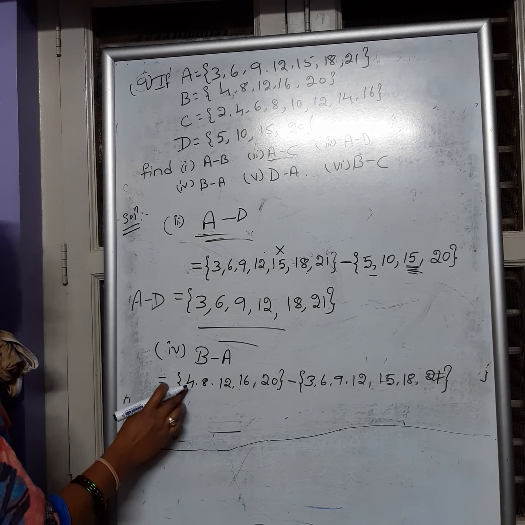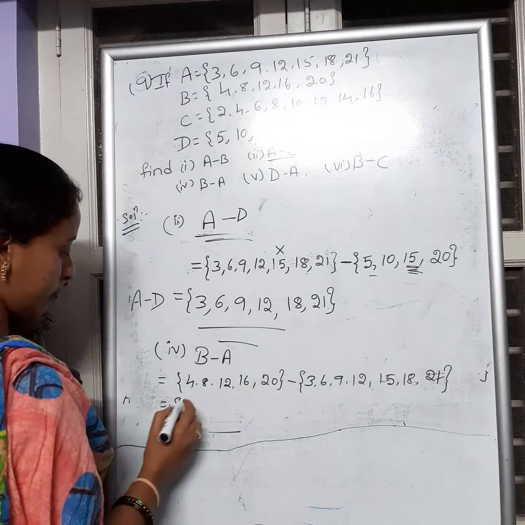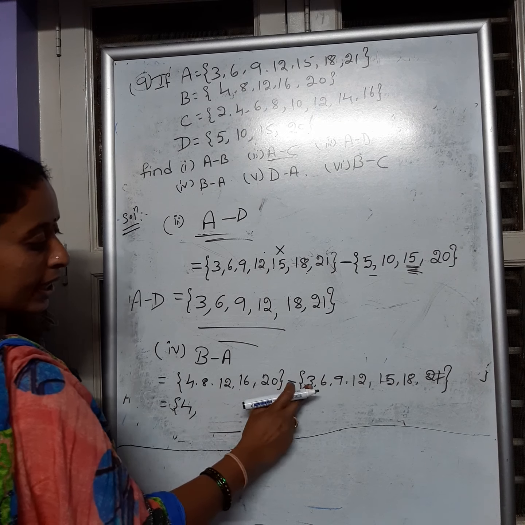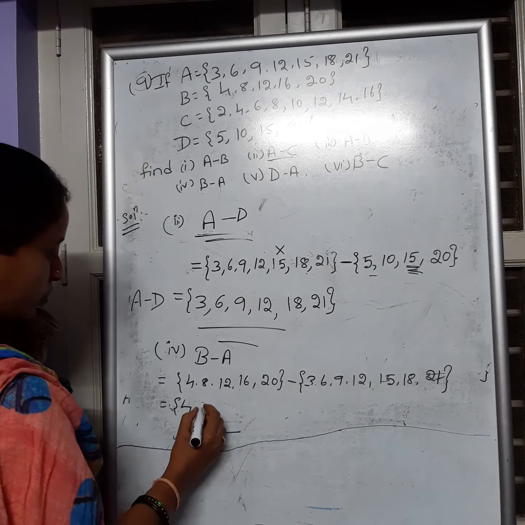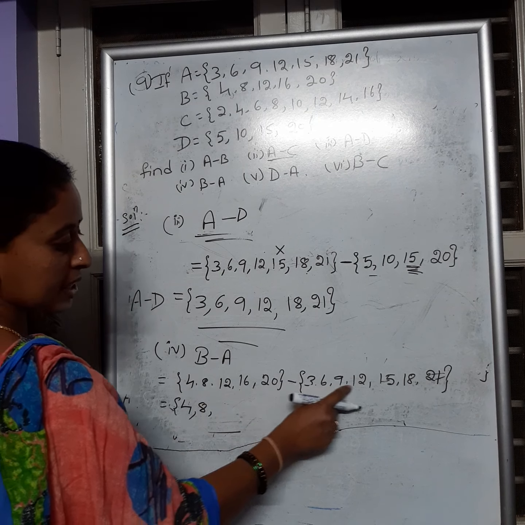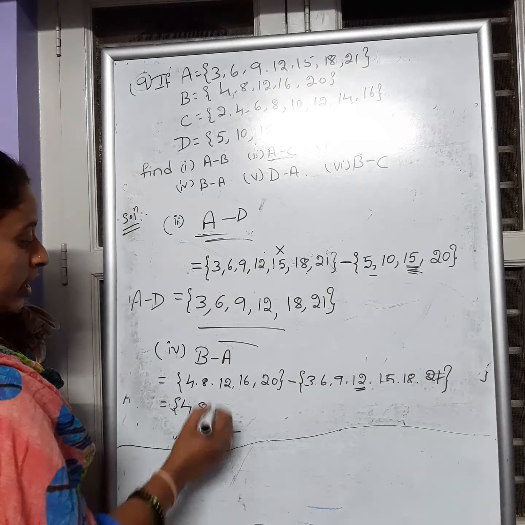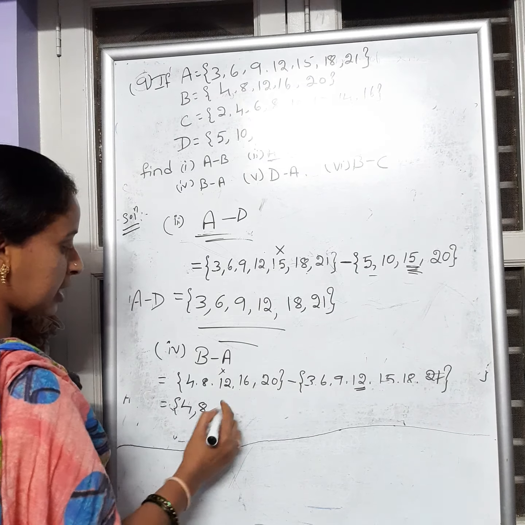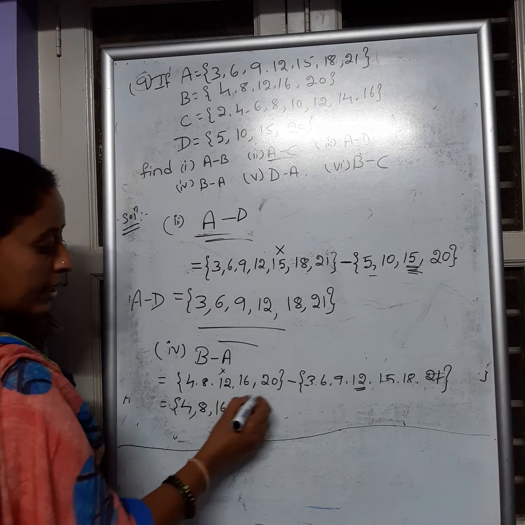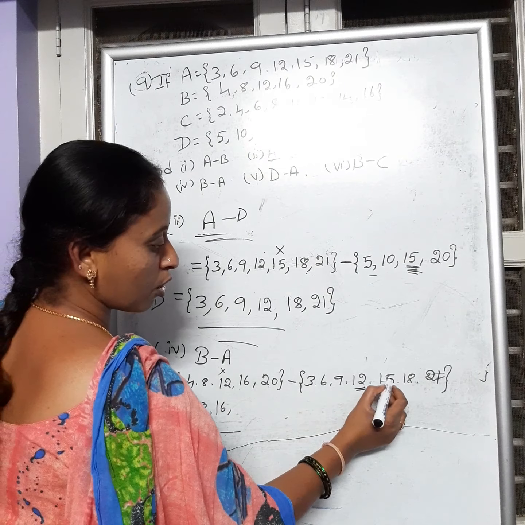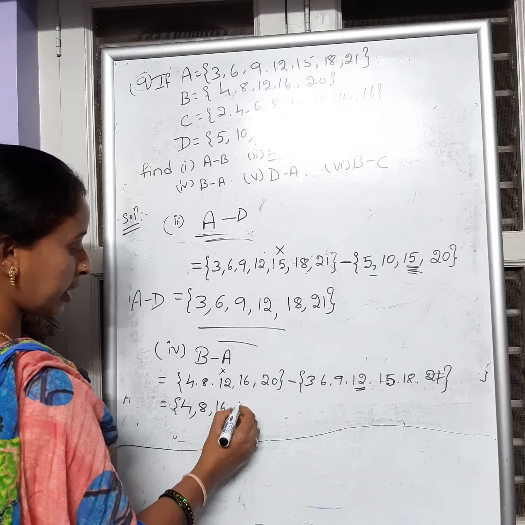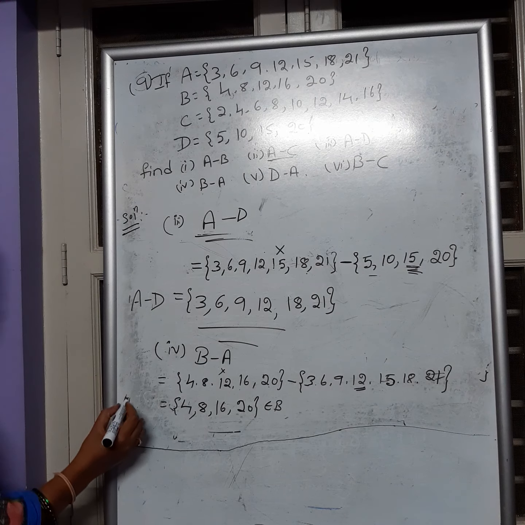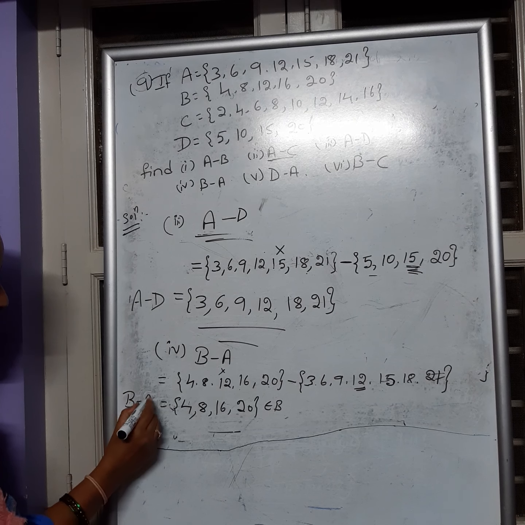Is 4 present in this set? No. We consider only this element, okay? Keep in mind. 8. Is 8 present in this set? No. 12. Is 12 present in this set? Yes, 12 is there. Then 12 we cancelled. Next 16. Of course 16 is not present here, so we collect 16. Next 20. Of course 20 is also not present in this set, so we should collect 20 here. And this belongs to B but not to A. This is the solution of B minus A.